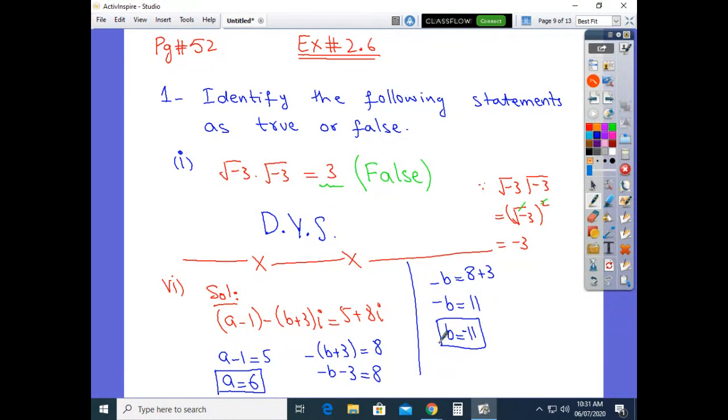But in the book, you see the answer is the same: a is equal to 6 and b is equal to negative 11. Therefore, this statement is true.